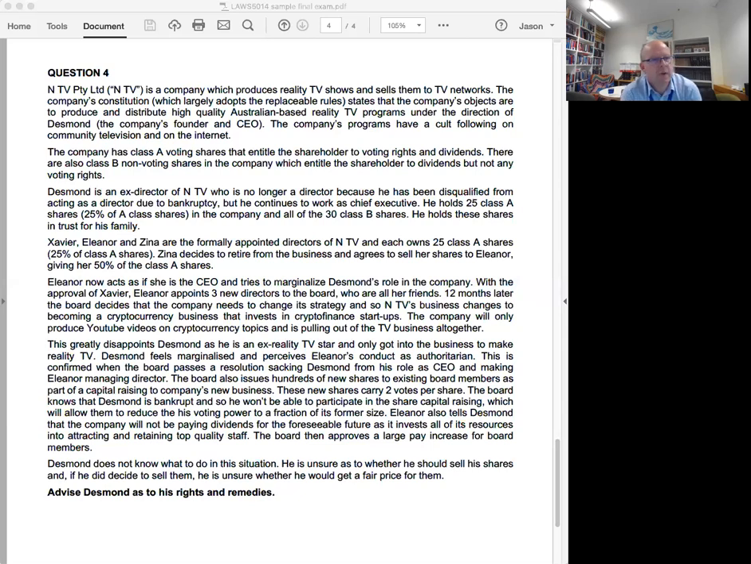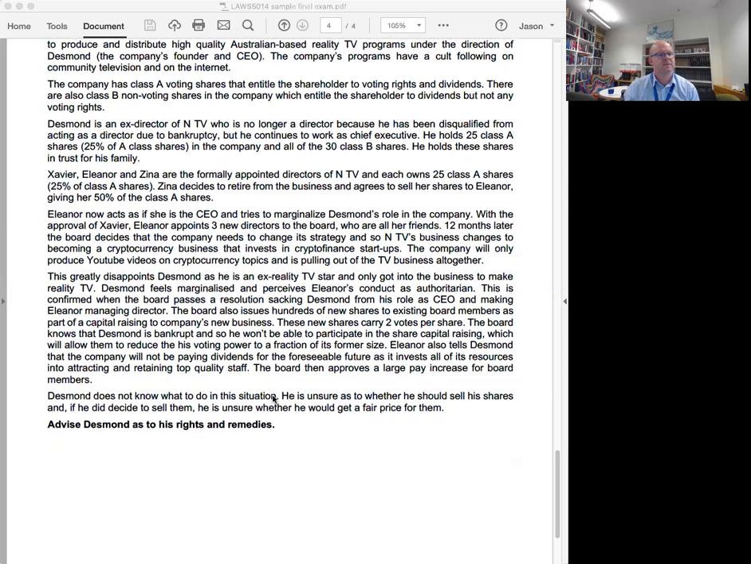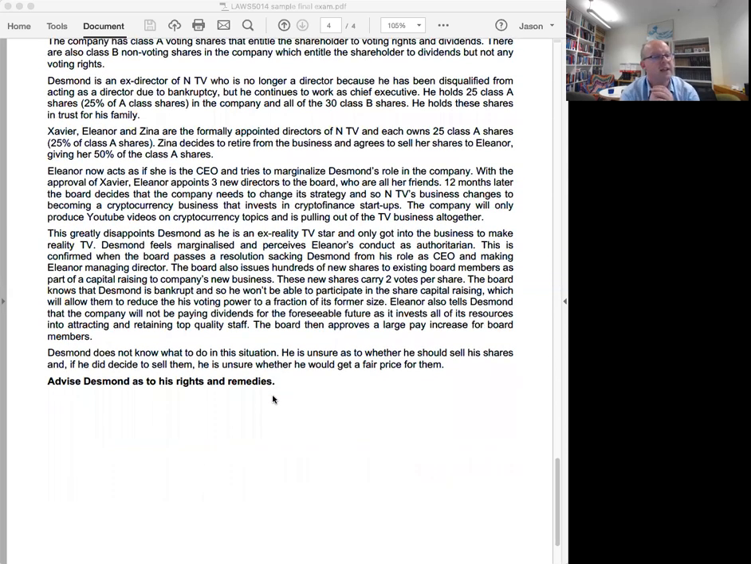What else do we know? So we know he holds the shares in trust for his family. That's only relevant because if he was an undischarged bankrupt, then any property that he had beneficially would be vested in the trustee in bankruptcy. Now, you don't need to know that, but that's why I put it in the question that way. Okay, Xavier, Eleanor, and Zena are the formally appointed directors. They've also got 25 A-class shares each.